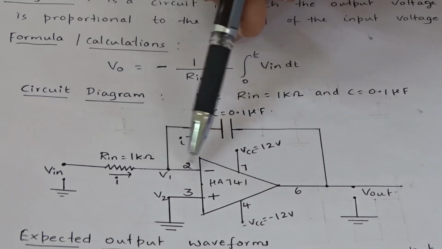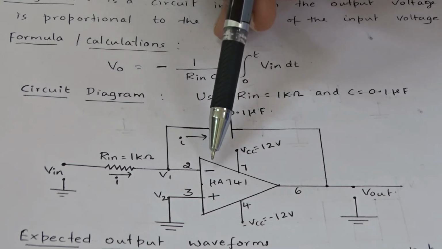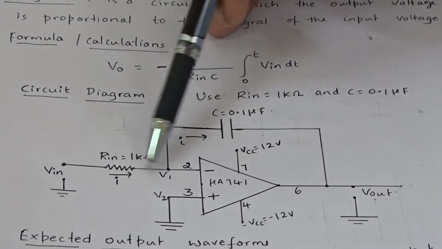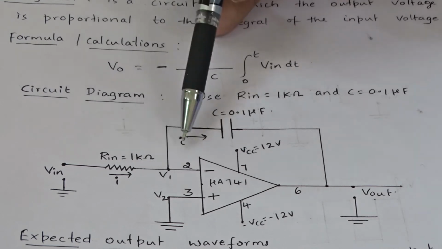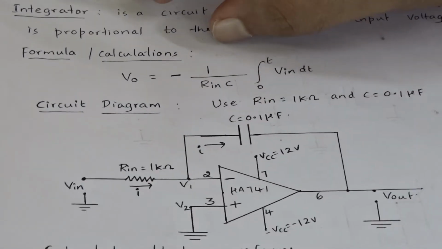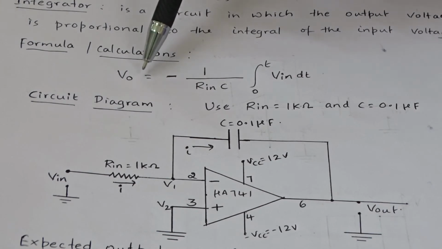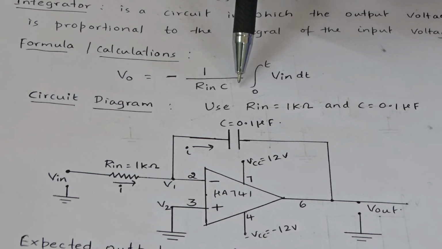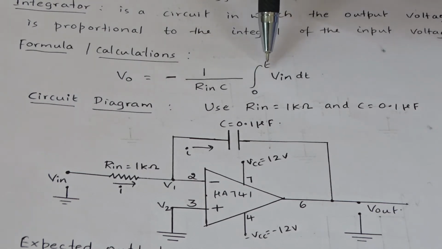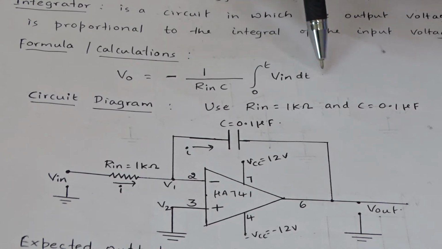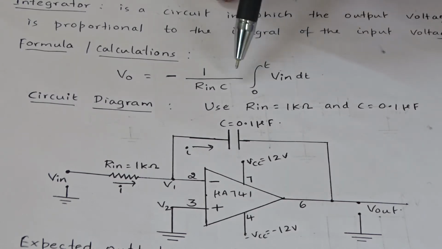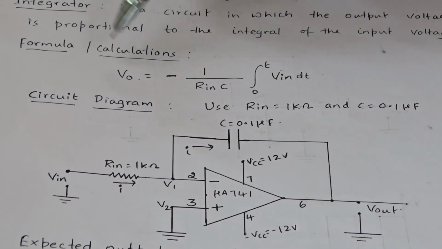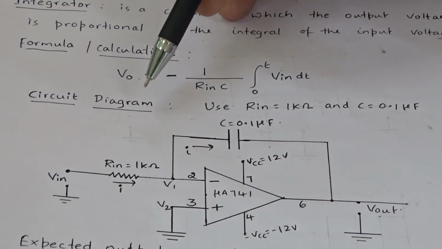The current entering the op-amp is 0 because of the large input impedance. Therefore the current flowing through the resistance will flow through the capacitance also, so the currents are equal. If I equate them, I get the output V0 equals minus 1 by Rin times C, times the integration over 0 to t of Vin dt. You can observe here that the output voltage V0 is the integration of the input voltage. Therefore this circuit is called an integrator circuit.